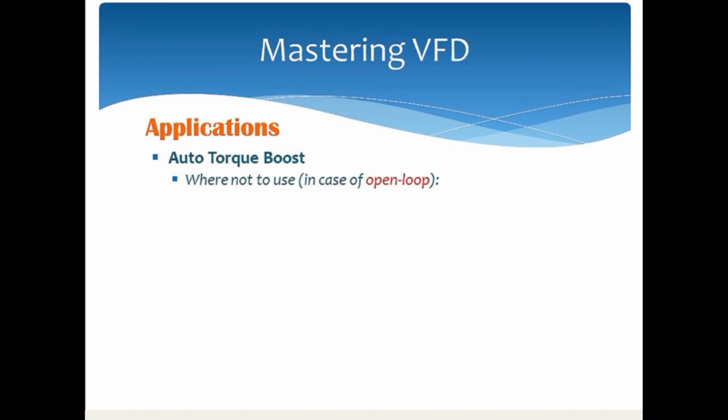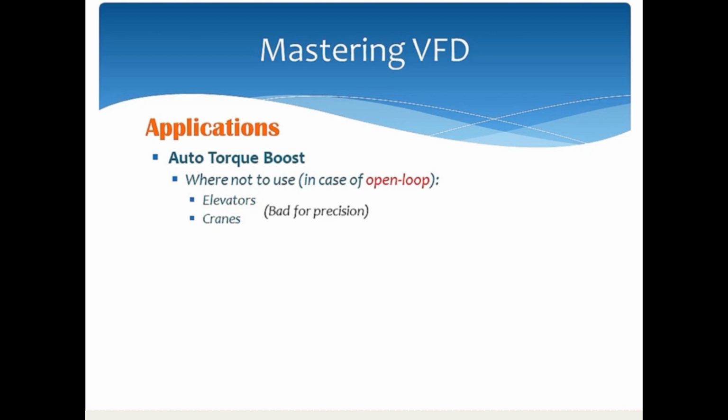Now we need to know its application. So the question is where we can use auto torque boost. But before we discuss the usage, we need to know where we cannot use auto torque boost. In case the application is open loop, that means there is no feedback from the shaft of the motor. So we have, first of all, elevator and crane. In case we use auto torque boost for these applications, the precision will be bad. These are just typical examples where auto torque boost is not supposed to be used.